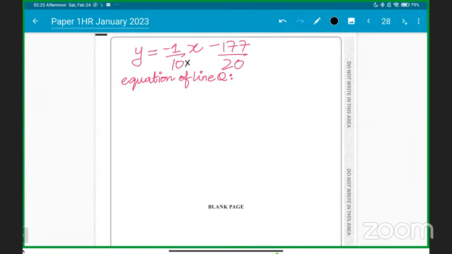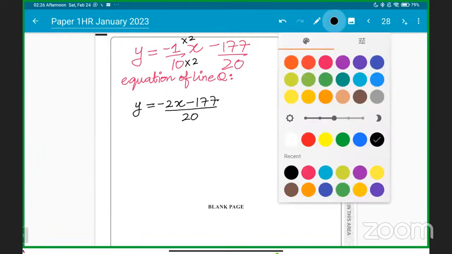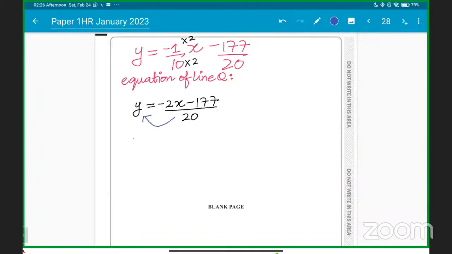I'm just taking the LCM because it's 20 there and 10 there. So 10 twos is 20, right? So I'm taking the LCM here. So y is equal to minus 2x minus 177 over 20. Got this step? Next step, take 20 to the other side. 20y is equal to minus 2x minus 177. Got it now? 20y plus 2x plus 177 is equal to 0.